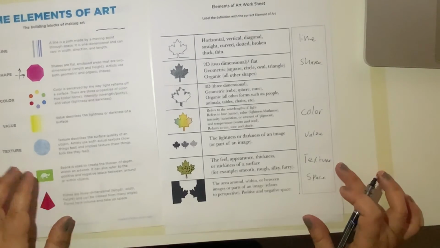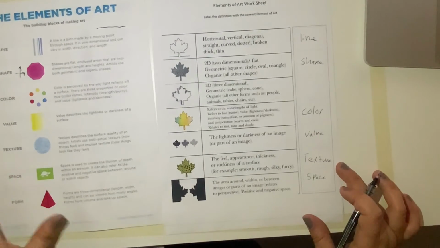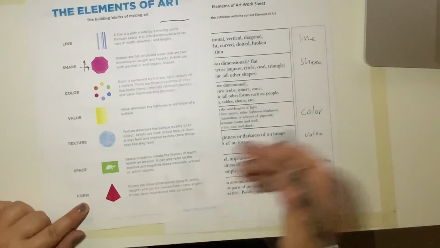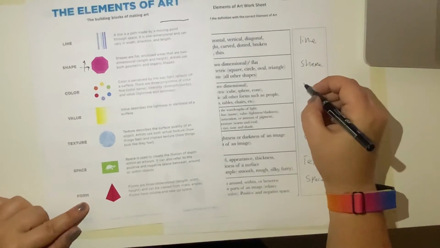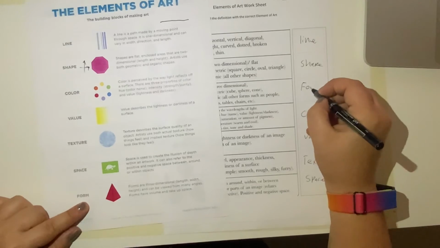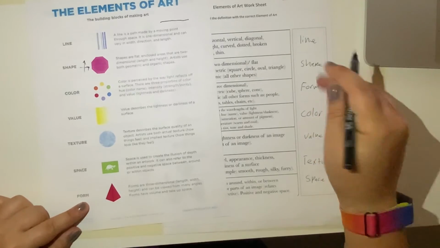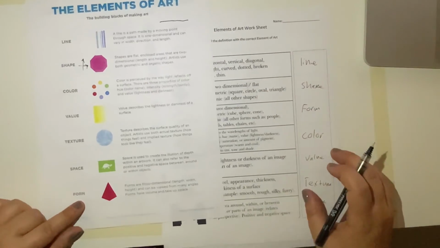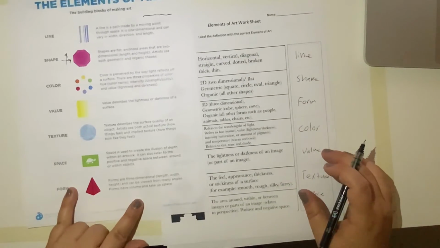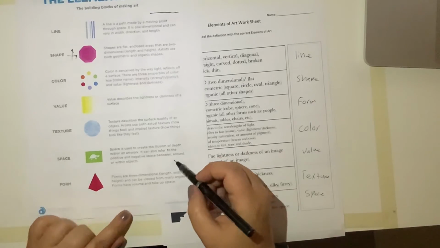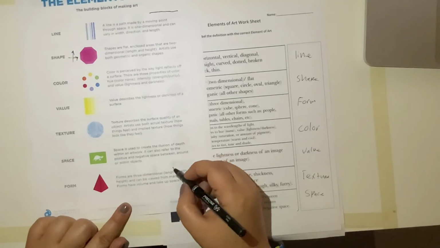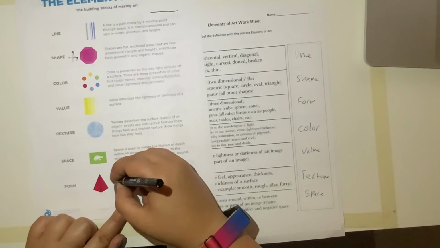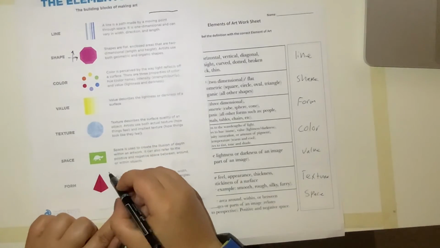Okay, so the last one is form by elimination. Don't forget to put your name at the top of your work. So forms are three-dimensional objects, length, width, and height. I might put length, width, and depth for my definitions. That I understand it better that way.